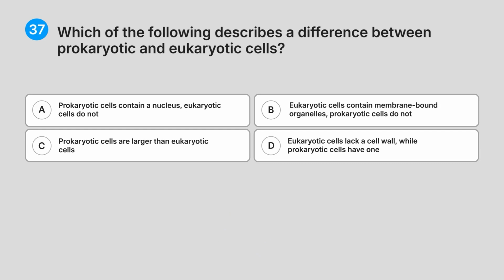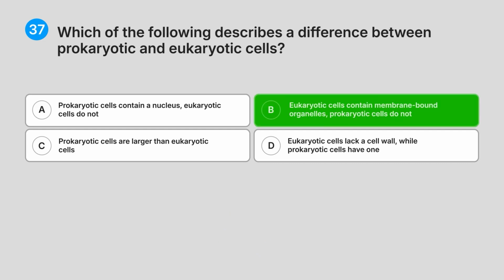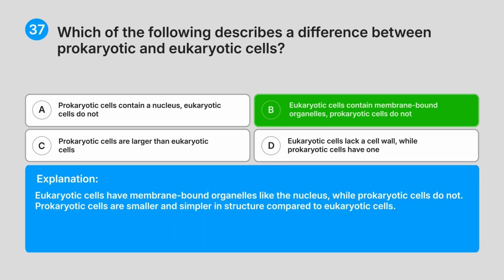Correct answer: B. Eukaryotic cells contain membrane-bound organelles. Prokaryotic cells do not. Explanation: eukaryotic cells have membrane-bound organelles like the nucleus, while prokaryotic cells do not. Prokaryotic cells are smaller and simpler in structure compared to eukaryotic cells.